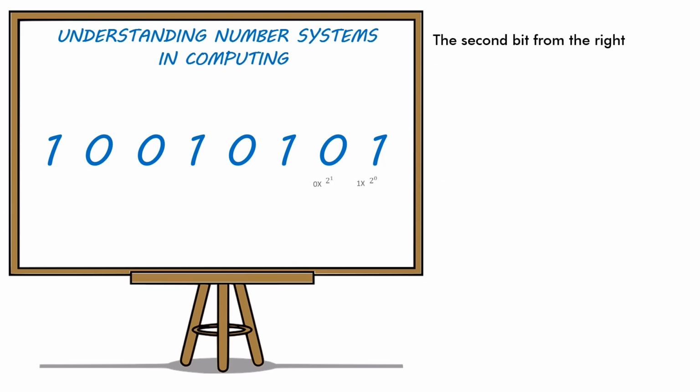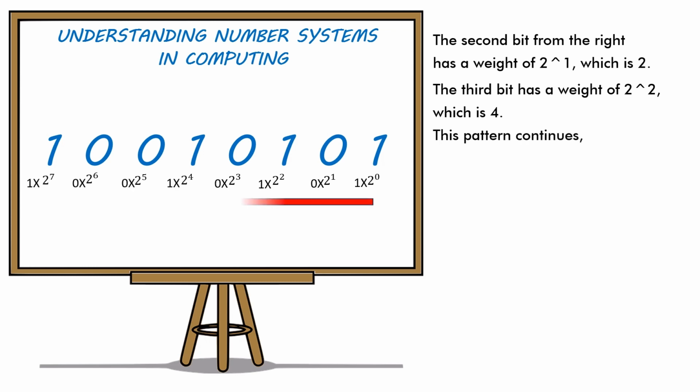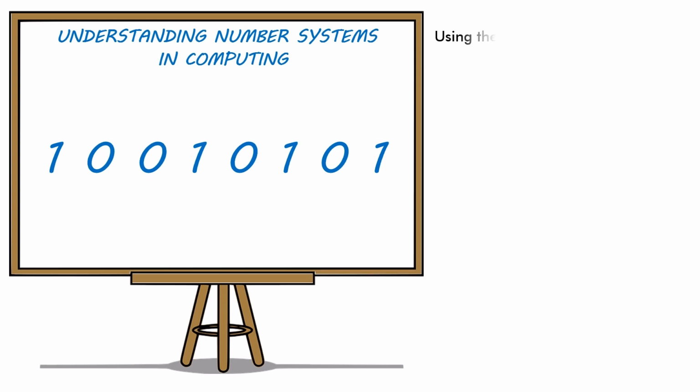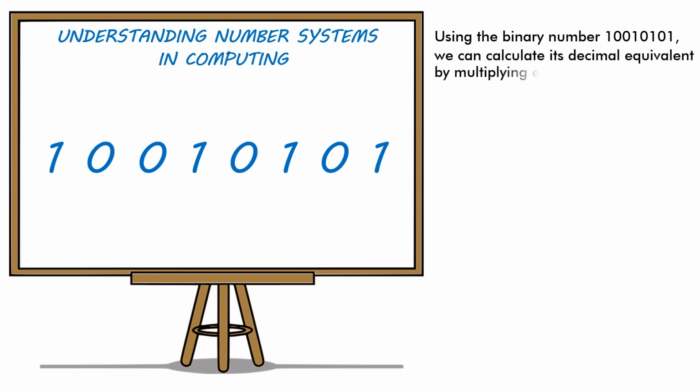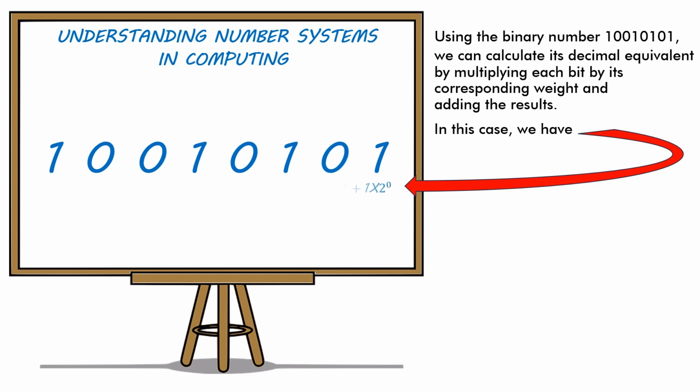The second bit from the right has a weight of 2 to the power of 1, which is 2. The third bit has a weight of 2 to the power of 2, which is 4. This pattern continues, with each subsequent bit having twice the weight of the previous bit. Using the binary number 100101001, we can calculate its decimal equivalent by multiplying each bit by its corresponding weight and adding the results. In this case, we have, which simplifies to 149 in decimal.